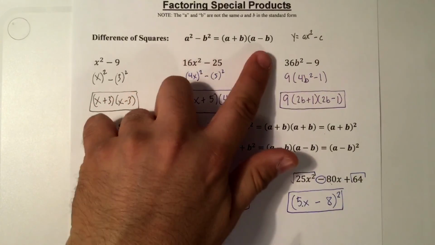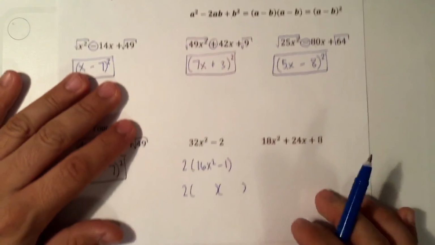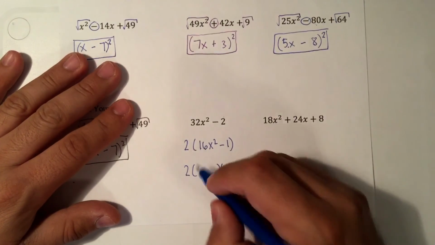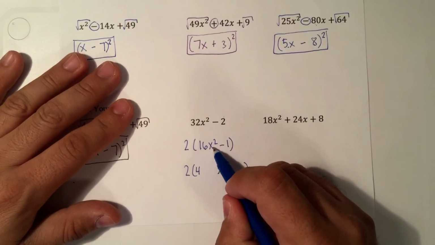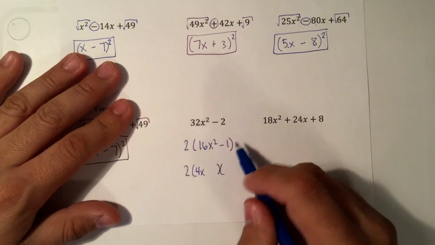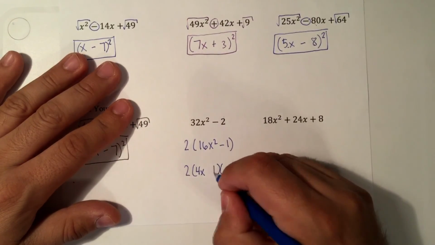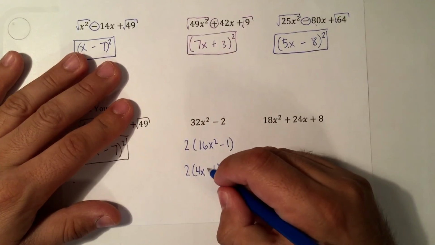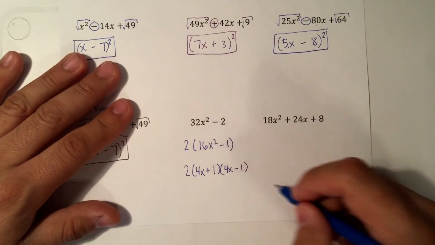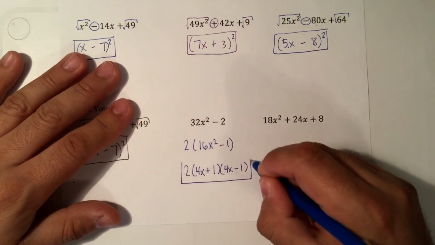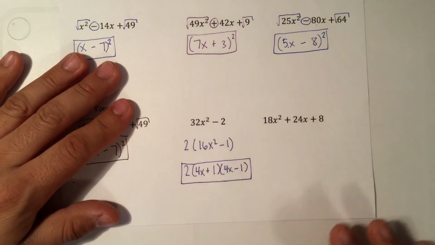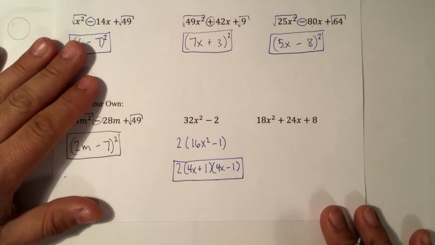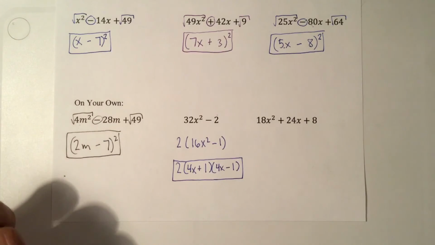So a plus b, a minus b. The square root of 16 is 4. The square root of x squared is x. The square root of 1 is 1. So we have 4x and 1 in each one. For me, the positive is the first one, minus is the second one. If you put minus first and positive second, it would not change your answer. All right, let's look at this last example here.